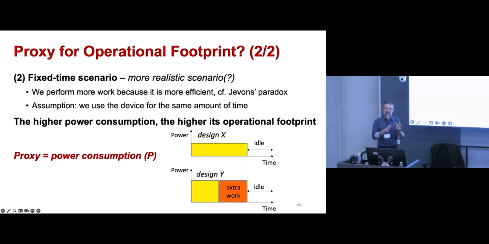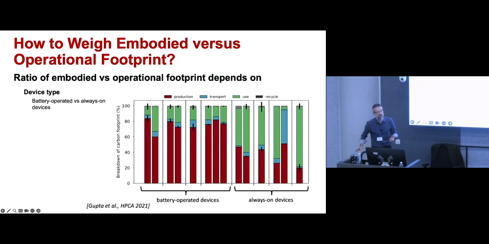Okay, so now we have a proxy for the embodied footprint, a proxy for the operational footprint, how to weigh those two. And that's very much dependent on different factors. The first one is the device type. And this is a graph I took from Gupta et al. at HPCA 2021. I definitely recommend you reading this paper.